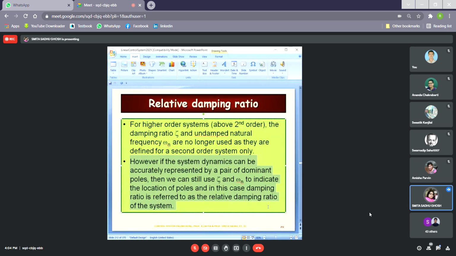The response is similar to the higher order system, because we cannot analyze or design it directly, so it is being replaced by a smaller order, second order system. The damping ratio of such a second order system is known as the relative damping ratio.